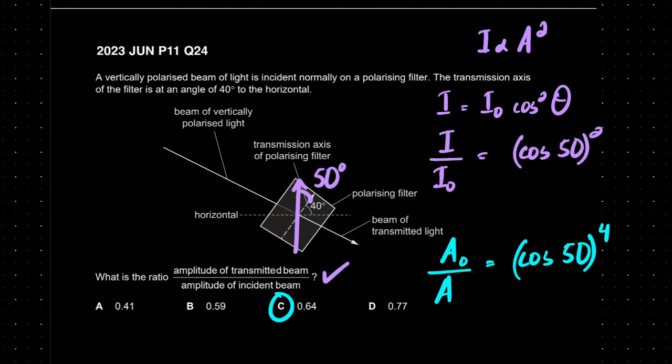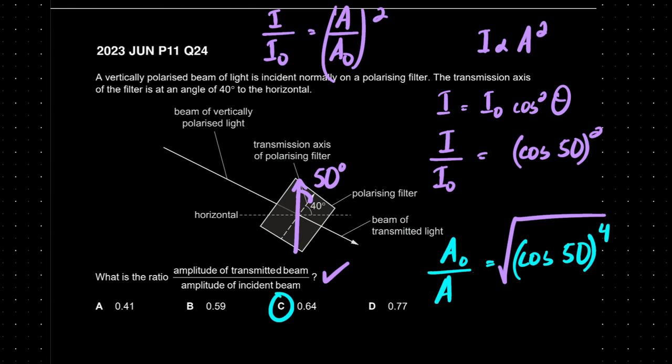Amazing. So intensity is the square of the amplitude, right? I made a mistake in saying this: I over I naught, basically because of the square, is A over A naught squared. So if I need A over A naught, it's really going to be the square root of cos 50 squared. So it's just really cos 50, right? So that's what it is. It's not going to be squared again, it's rather going to be square rooted. So 0.64 is what you should be getting.